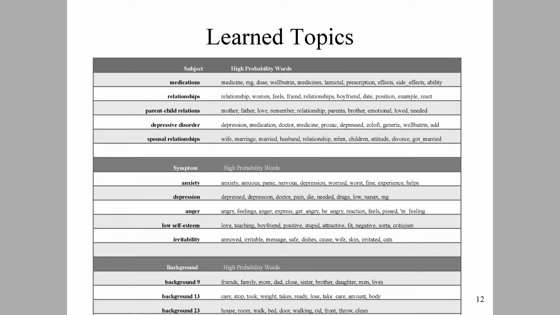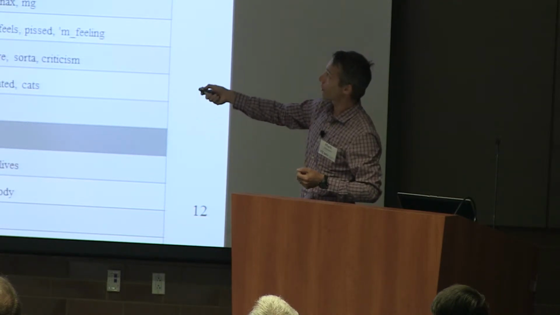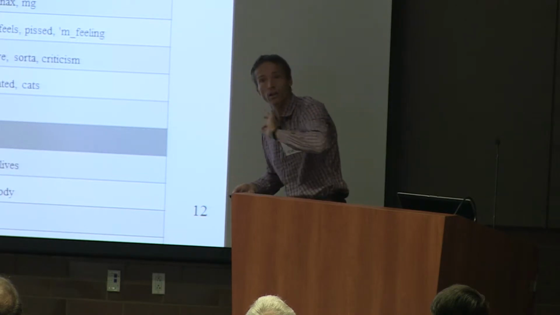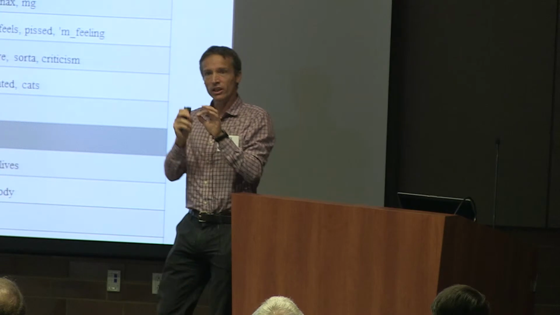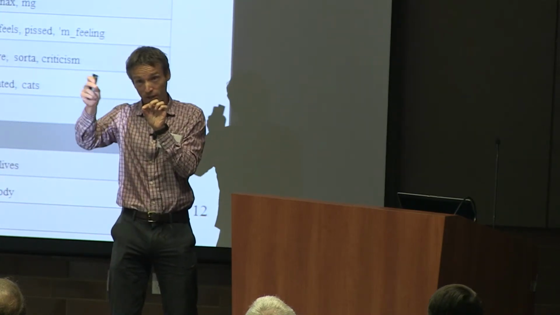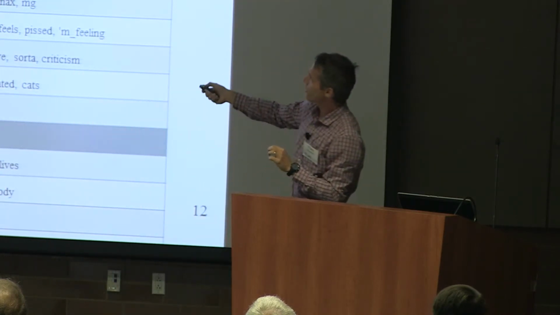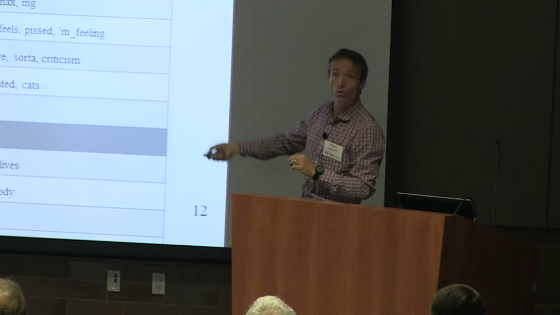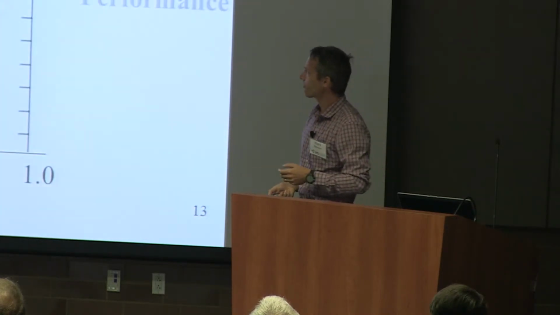I won't have time to go into the details of this specific model. This is a supervised topic model where the model learns associations between labels, like subject labels, symptom labels, and individual words in the dialogue. Now, one nice feature of the model is that each word doesn't have to go to a specific label. It can go to multiple labels depending on the context. And you can see that the model has learned reasonable distributions over words that are clearly related to the label.